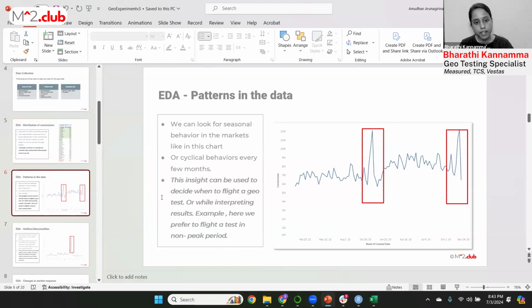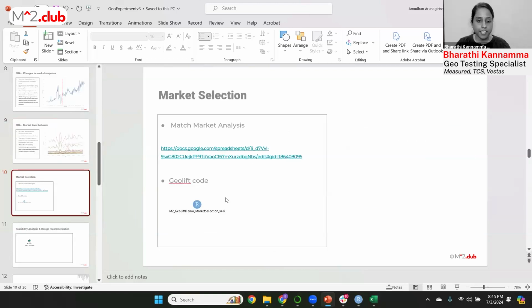Another way of doing an analysis would be looking at the time series chart, and that will tell us if there is a seasonal or cyclical behavior in the data. What we can decide from this information is that I want to run this test in any other period than the peak period. Let's talk about doing market selection.